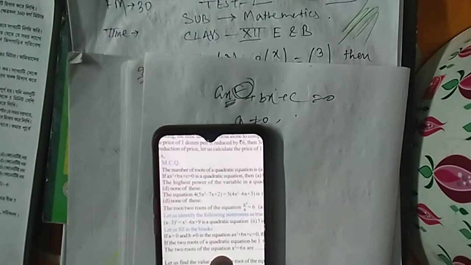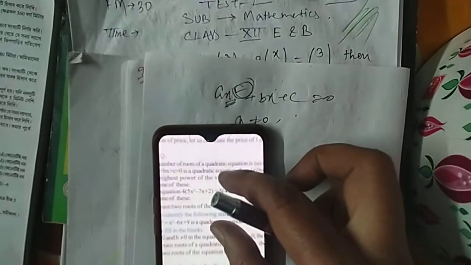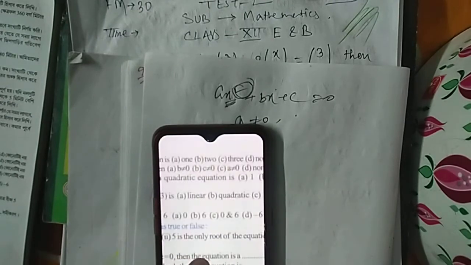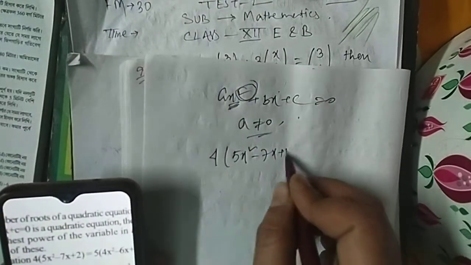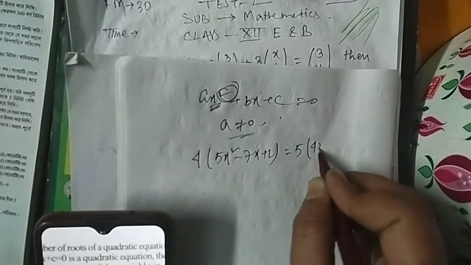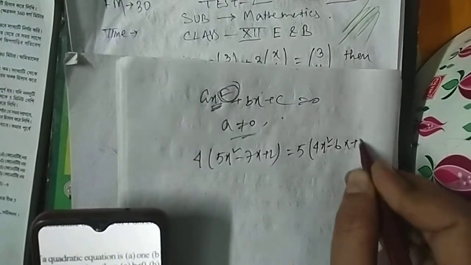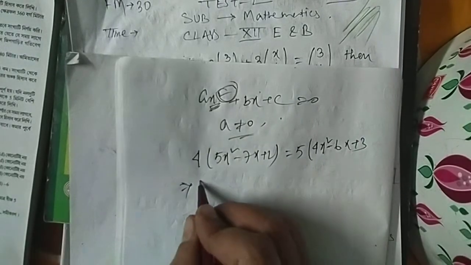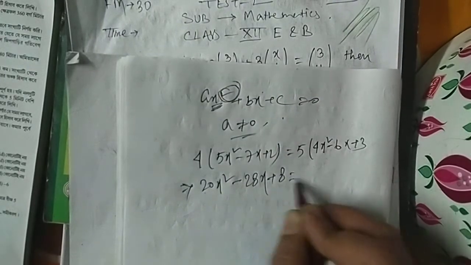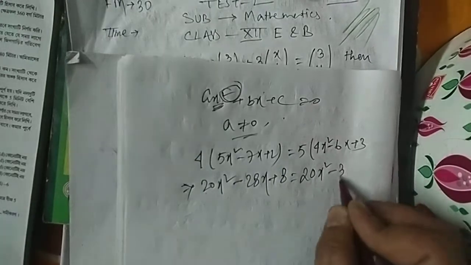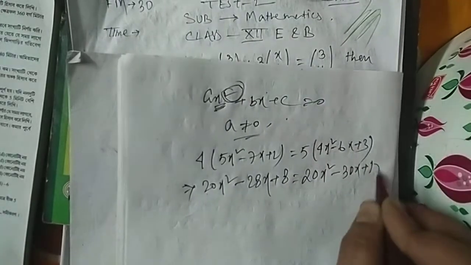Now question number 4. Here given that 4 into 5x square minus 7x plus 2 equals 5 into 4x square minus 6x plus 3. This is linear, quadratic, third degree, none of this. Now we take this equation: 4 into 5x square minus 7x plus 2 equals 5 into 4x square minus 6x plus 3. Then 5 4s are 20x square, minus 7 4s are 28x, 4 2s are 8; 5 4s are 20x square, minus 5 6s are 30x, 5 3s are 15.